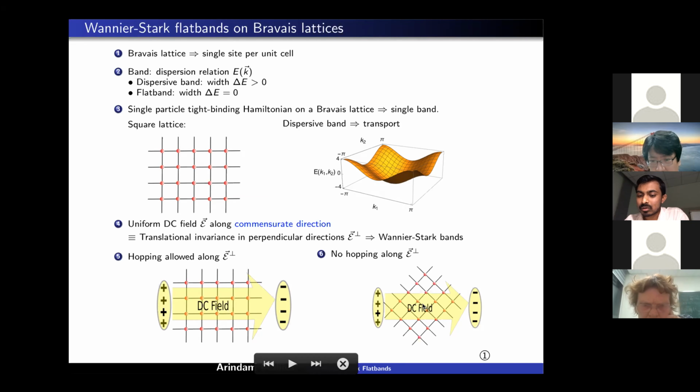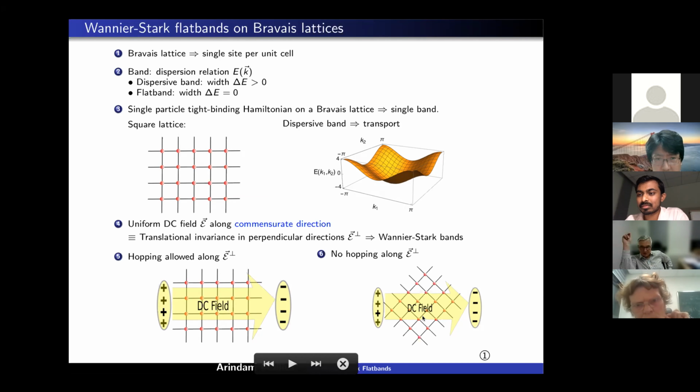I see. Okay. Yeah, but let me add to this. I'm sorry, Arindam, but I don't agree. You can go around, you can go zigzag, and you do two hops and you are back on a site which has the same energy. So why is there a flat band? I think that doesn't answer the question, right?